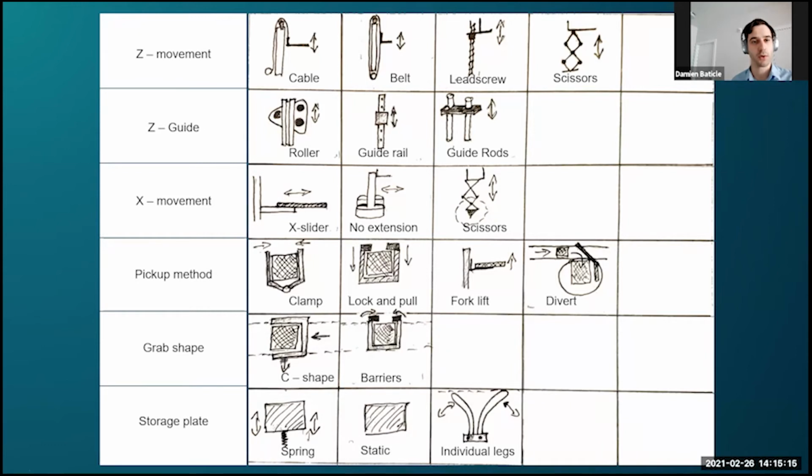Basically, what we chose to do is, on the left side, you see the functions. On the right side are the solutions for each function. So we chose to go with a lead screw guided by steel rods. And for simplicity, we chose not to use any extension of the gripper itself. We will drive onto the conveyor, or right next to the conveyor, so that this is not necessary.